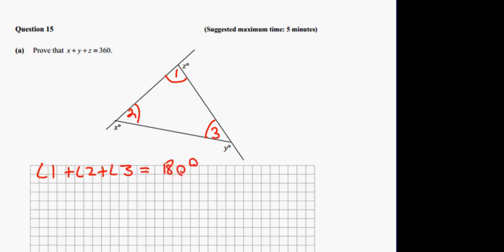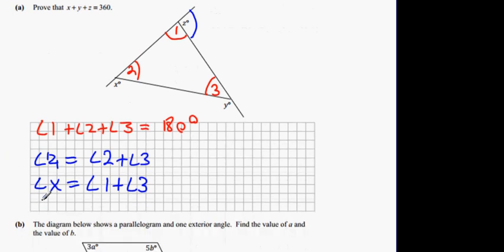Now look at this. Angle Z is equal to what two angles added together? Remember we did it a second ago? The exterior angle is equal to angle 2 plus angle 3. I'm going to make my Z with a bar, just to make it look different from my 2. Angle X is angle 1 plus angle 3. And what about angle Y? Angle Y is going to be angle 1 plus angle 2.